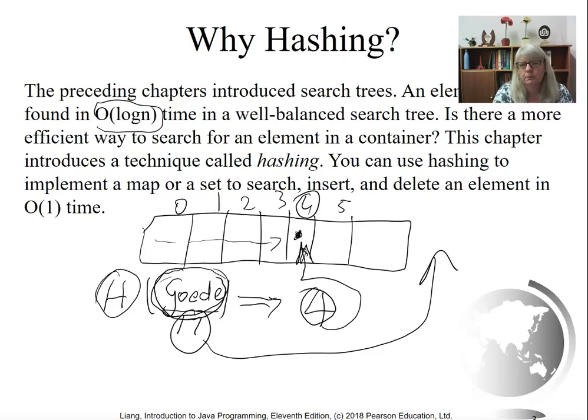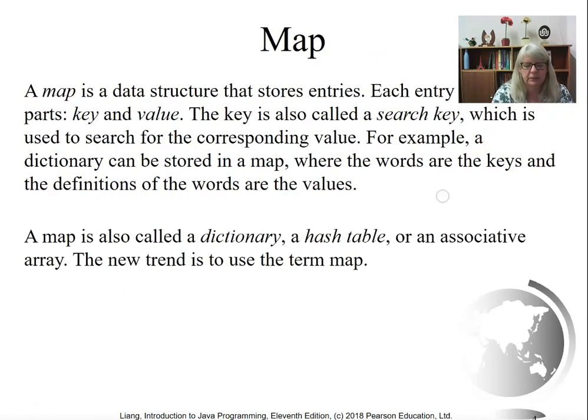Isn't that cool? And now you know almost everything you have to know about hashing. Let's continue. We call this structure between the key and the index a map.